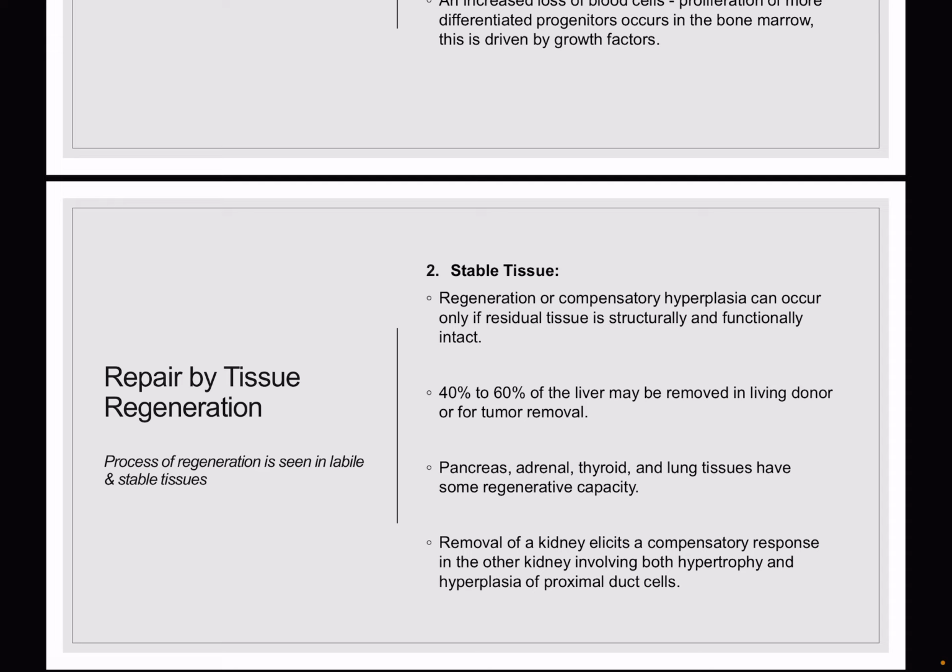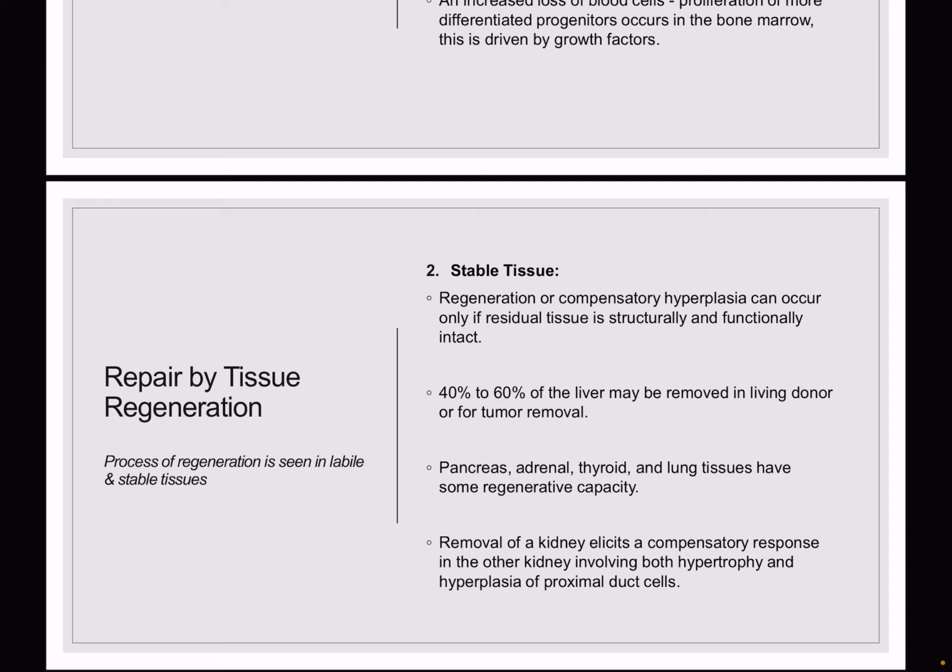Similarly, the other ones, pancreas, adrenal glands, thyroid gland, lung tissue, all these are the stable tissues, but they have the limited ability to replicate. They replicate also, but it's the liver which has the highest ability. Kidney, you remove one kidney, the other kidney becomes bigger by hypertrophy and hyperplasia. This is a stimulus to the other kidney, and then there is a proliferation of the kidney cells.